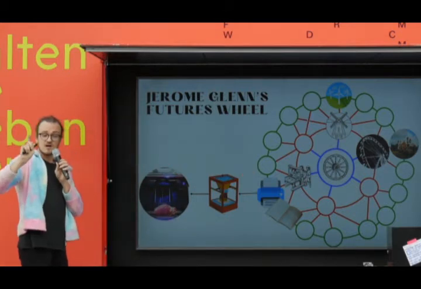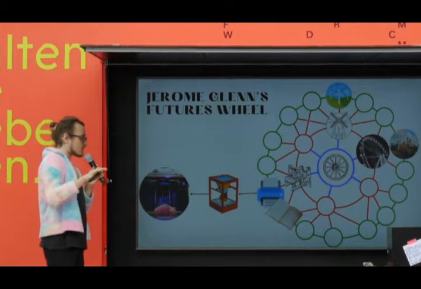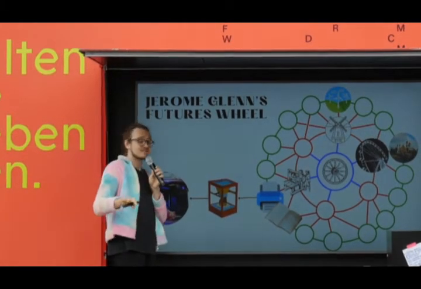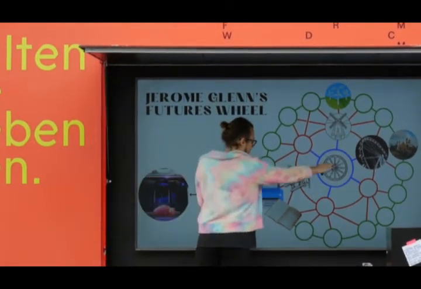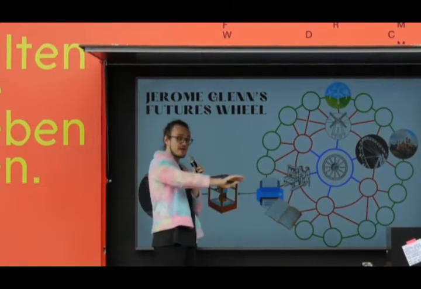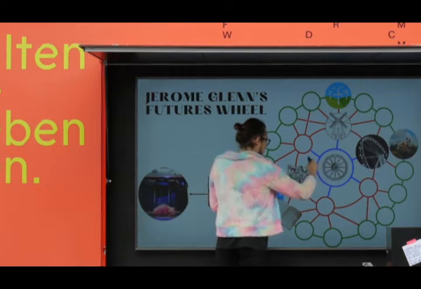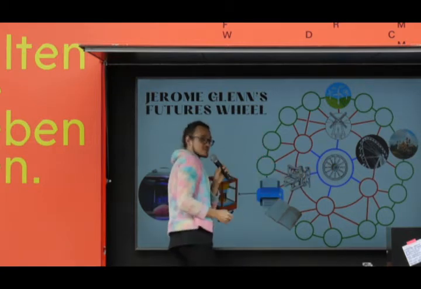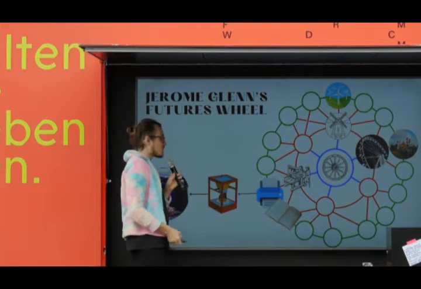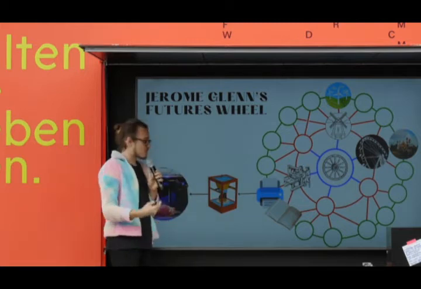But let me show you how it actually works on a very simple example. If you have a wheel as a human technology, super ancient and very useful, if you put it in the center, then you can go to the printing station, which essentially evolves from the technology of the wheel.